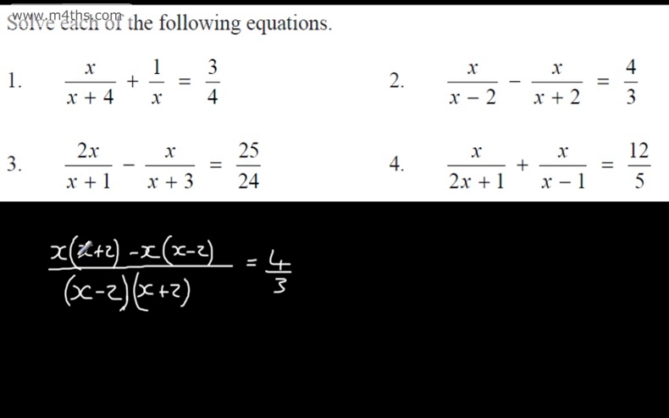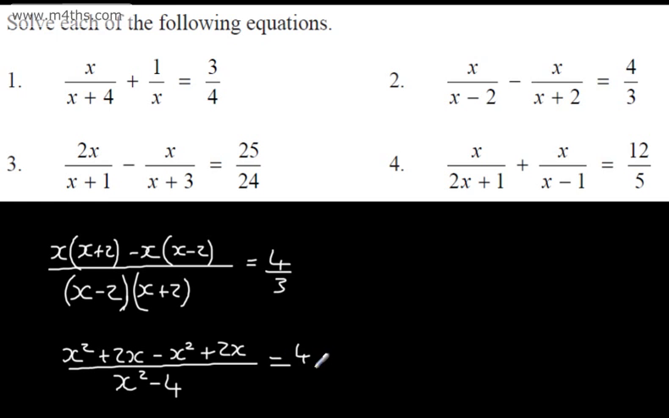So let's go ahead and expand the numerator. X times x is x squared. Then we're going to have plus 2x. I need to be very careful here, minus x squared. Then I've got the two negatives, so that's going to give me a positive, and that will be plus 2x. And that now is going to be over x. And if you want, you can write this, and I'll just write here as x squared minus 4, difference of squares, and that's equal to 4/3.